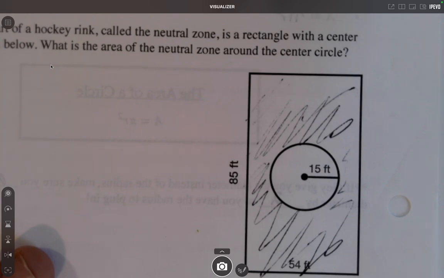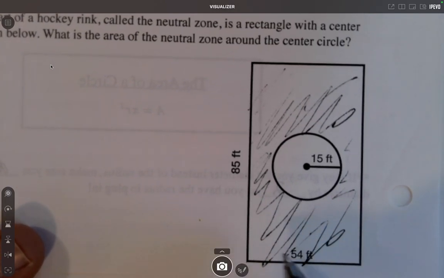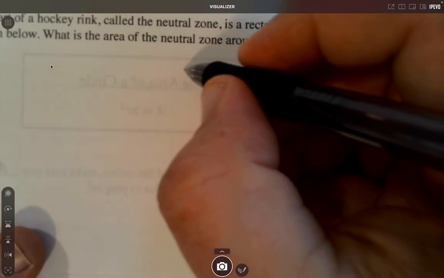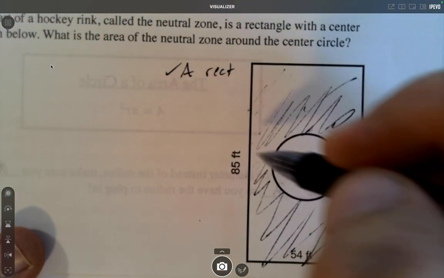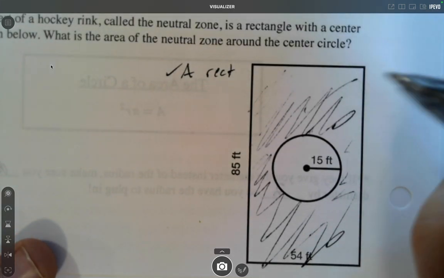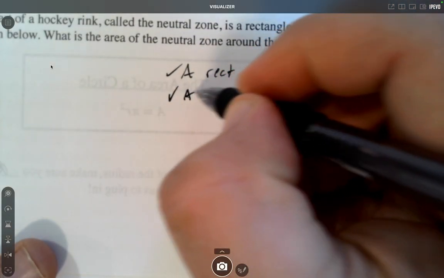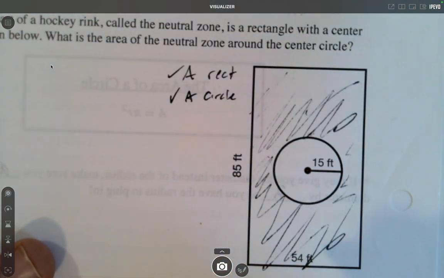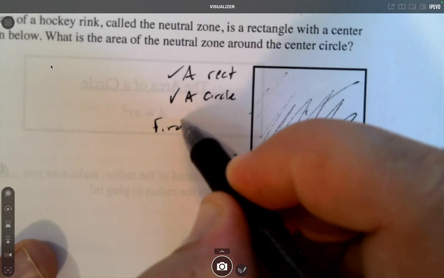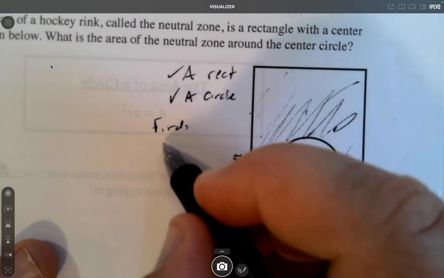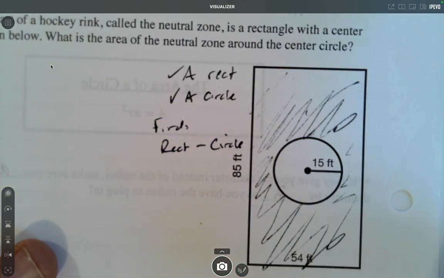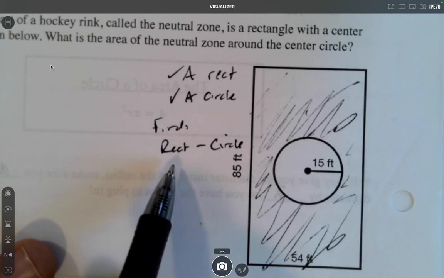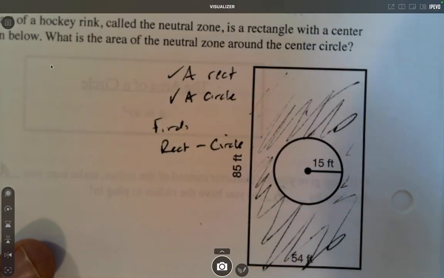Okay, so when you're problem solving, it's important to think, well, what do I know and how do I need to get there? So if you look, we could figure out the area of this rectangle pretty easily. So I'll say the area of a rectangle. We know that, or we can find that anyway. I know it's not written, but we can find that. We also know how to find now the area of a circle. What we're trying to find is the area of this whole rectangle taking away, meaning subtracting, the circle. So we'll need to find the area of the rectangle and then subtract from that the area of the circle.